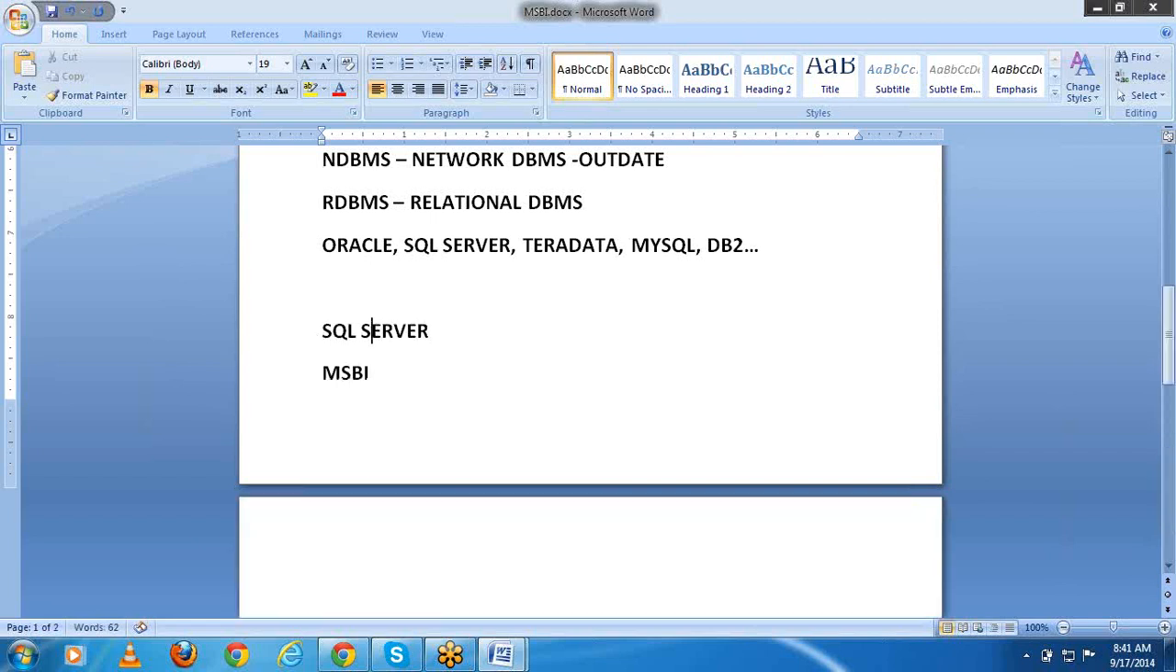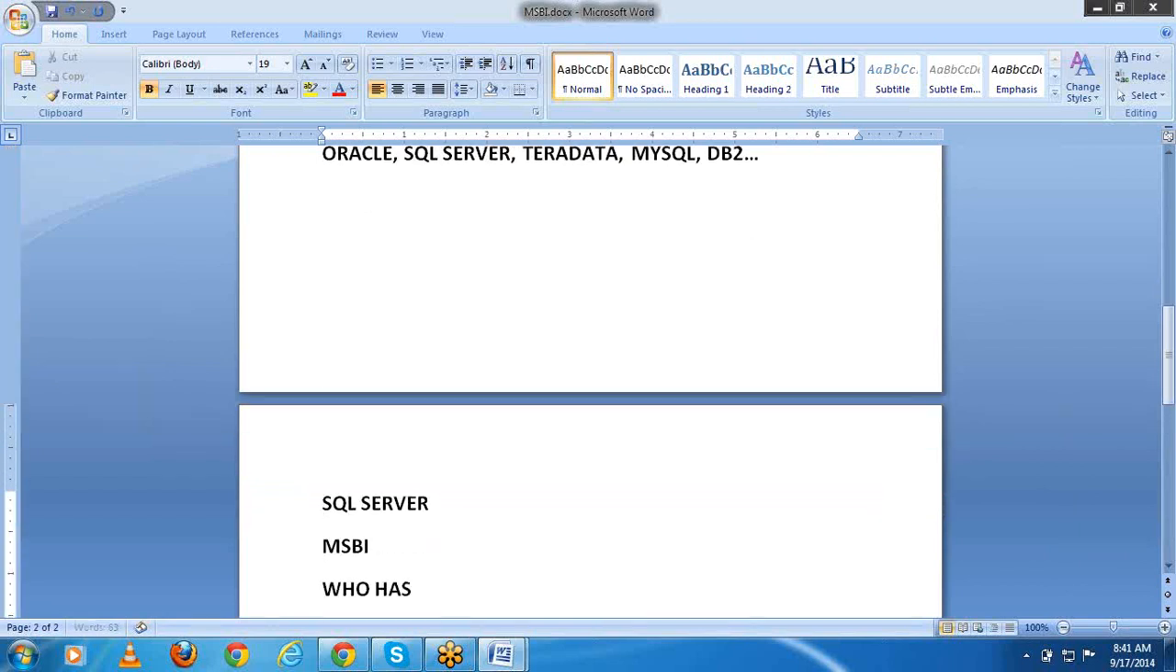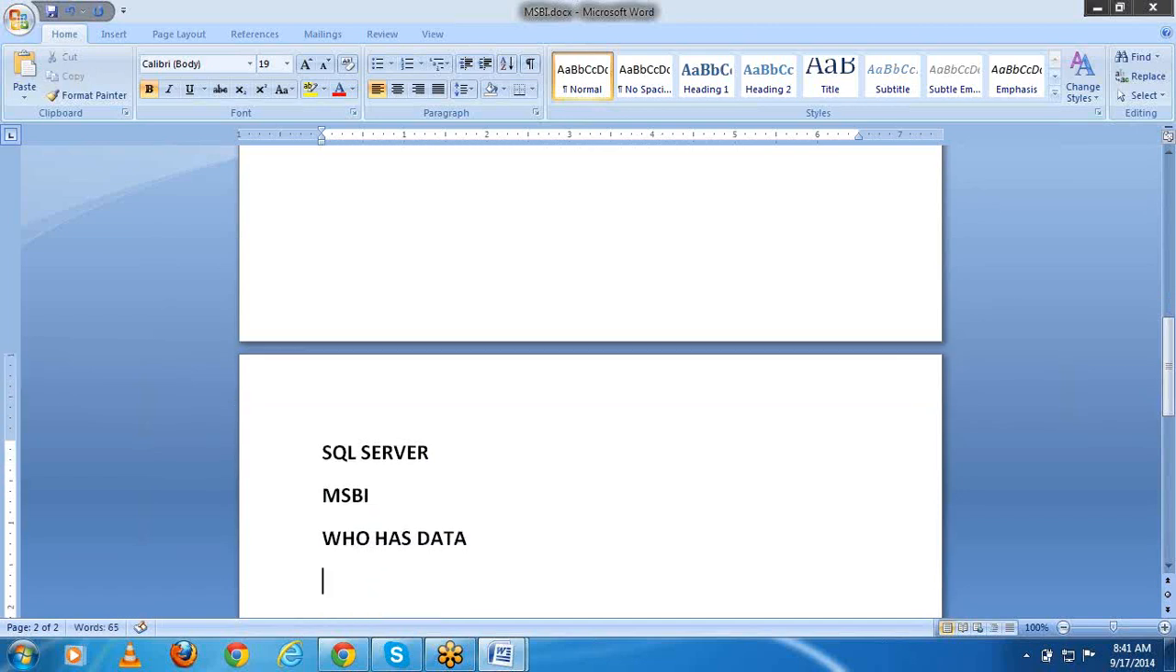MSBI, now who can work with MSBI? Who has data. It could be very little data, it could be a little more data. Whoever has data can work with MSBI. What are the tools available in MSBI? There are three tools basically available in MSBI.